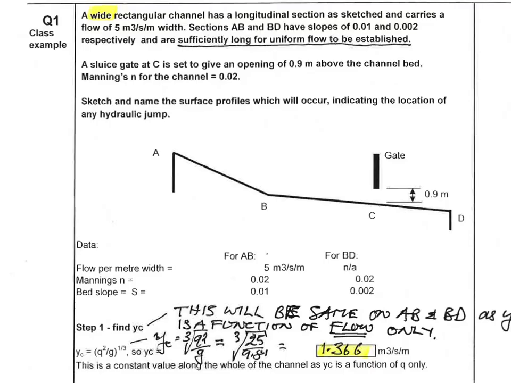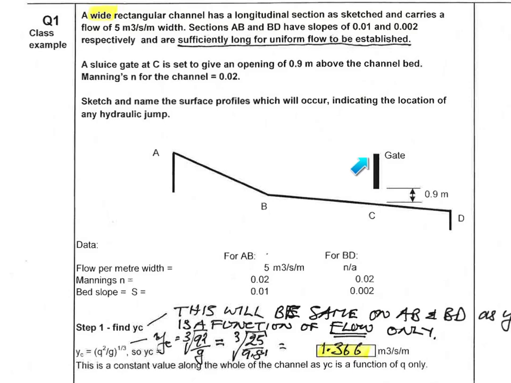So let's look at a typical example in which we're asked to try and sketch and name the surface profiles which occur along this channel. Typically we'll have two different slopes. Here it's going from steeper to flatter. It could be going from flatter to steeper. And we often have a termination point for the channel shown here. So the channel ends here, the flow just passes over the end.